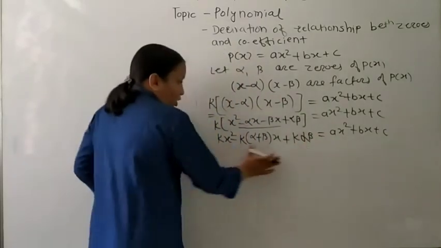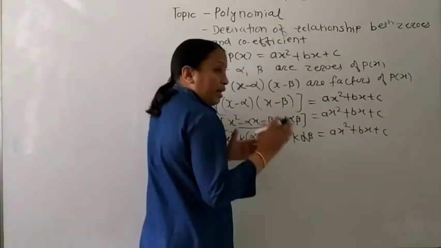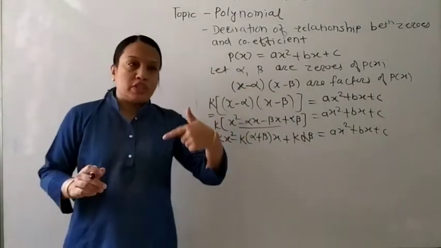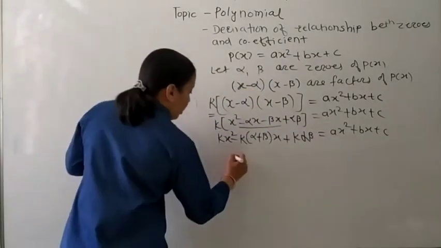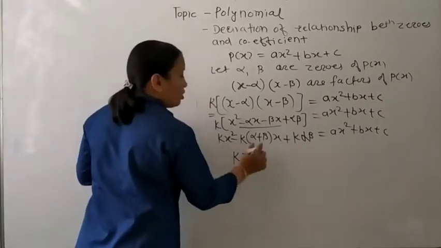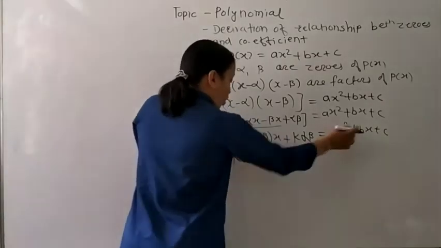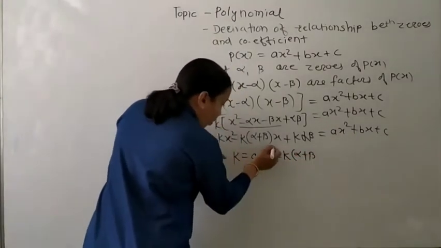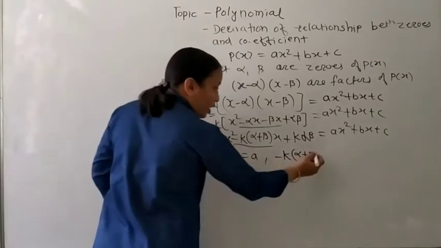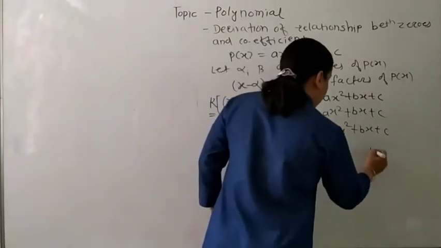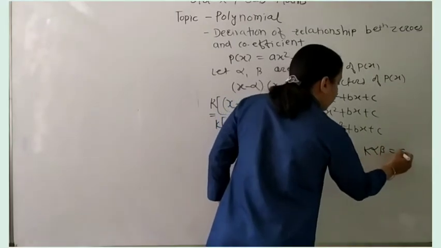Now these two polynomials in x are equal, so you can equate the coefficient of x square, the coefficient of x and the constant term. So let's do it. The coefficient of x square is k here and a there, so k is equal to a. Now the coefficient of x is minus k times alpha plus beta. With the sign, you have to write that the coefficient of x is equal to b, and here k alpha beta is equal to c.